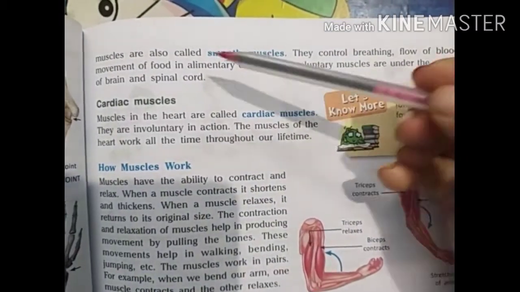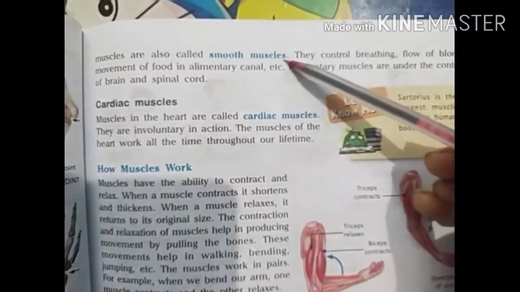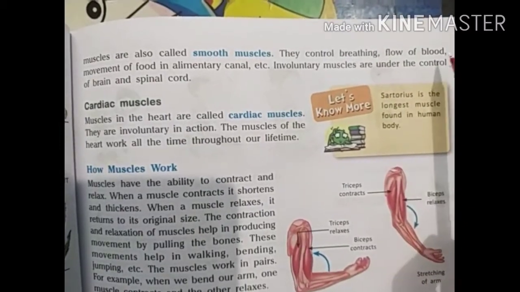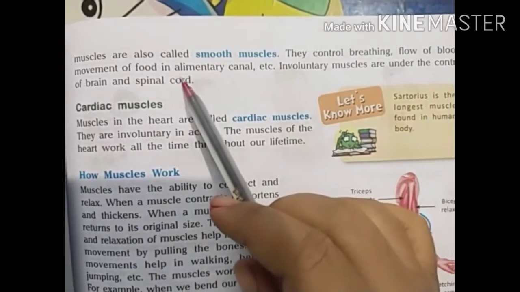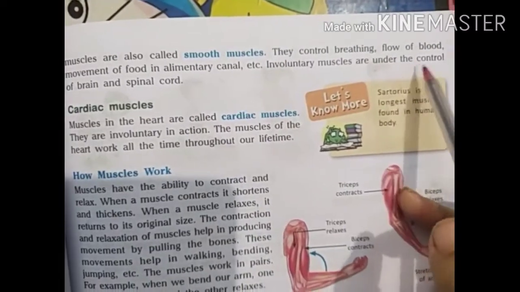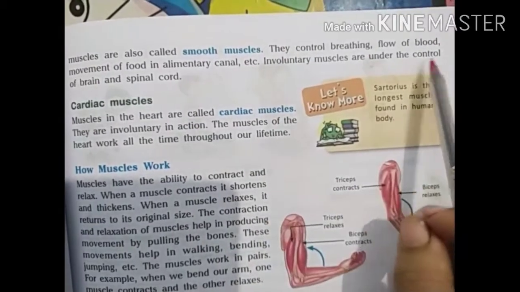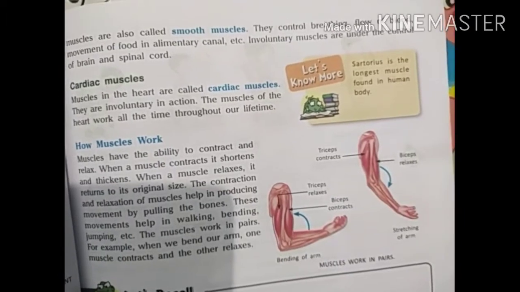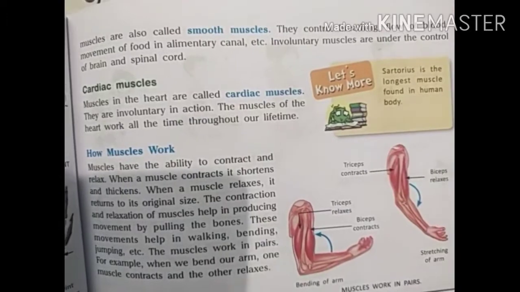So these involuntary muscles are known as smooth muscles. Please underline this. Involuntary muscles control breathing, flow of blood, movement of food in the alimentary canal, etc. Involuntary muscles are under the control of brain and spinal cord. Please underline this. This is a very, very important thing. And please, children, start learning the difference between the voluntary muscles and involuntary muscles, because this is a very, very important point of this chapter.